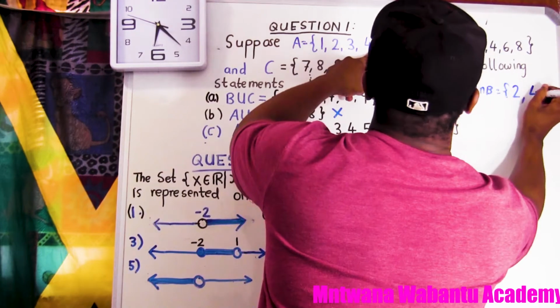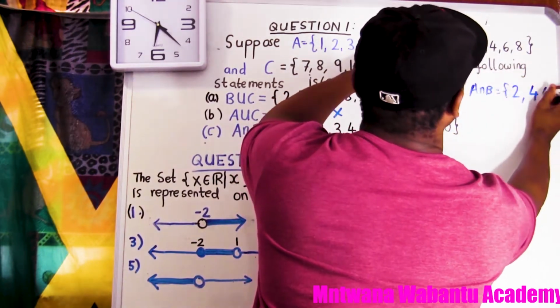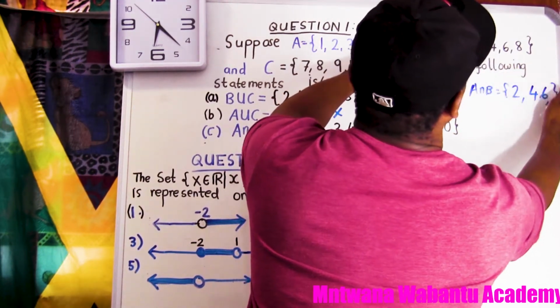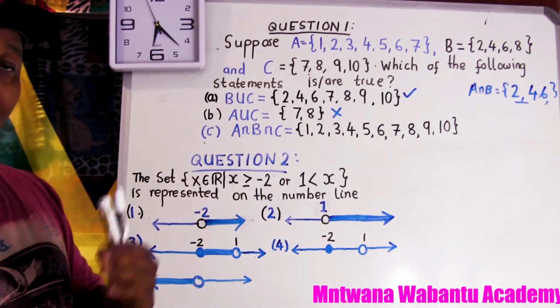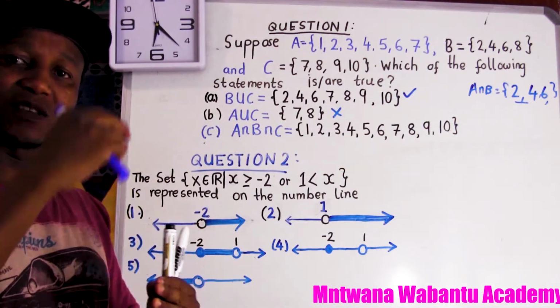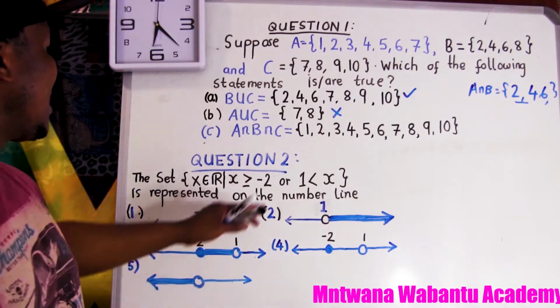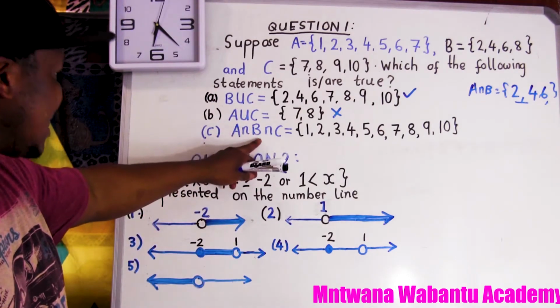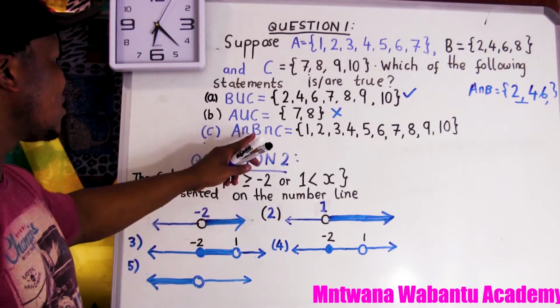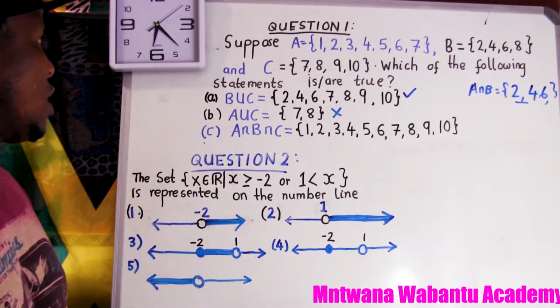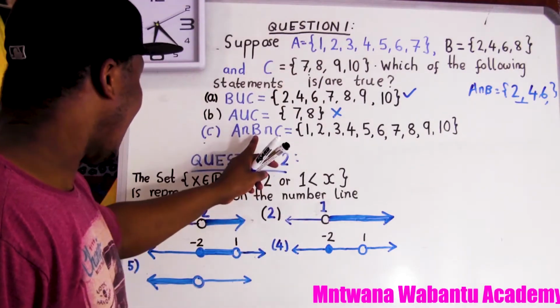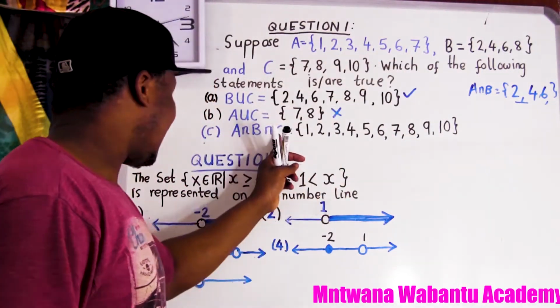So 4, 6 also, yes, it's intersect. That's all. So this is A intersection B, when you have a number or element which is common for both groups. Now we come here, A intersection B intersection C, means we have to look for an element or variable which is common, or appears in A and B and C too.